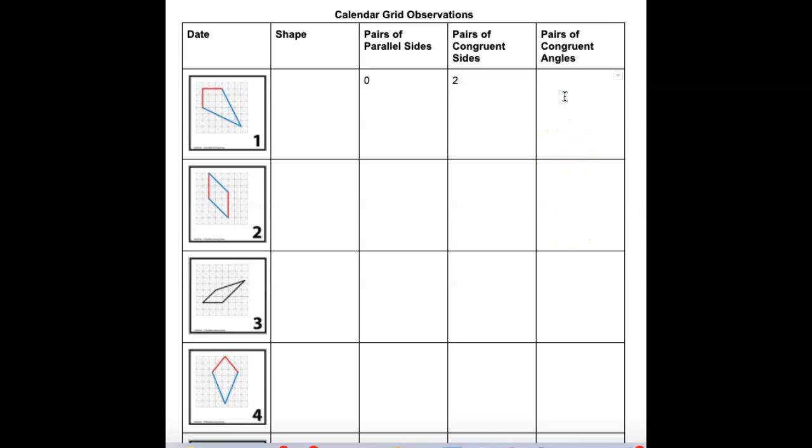What about congruent angles? I wonder, is this angle down here equal to any of the other angles? What about this angle up here? These 2 angles look like they would be the same. So we'll say there is 1 pair of congruent angles.